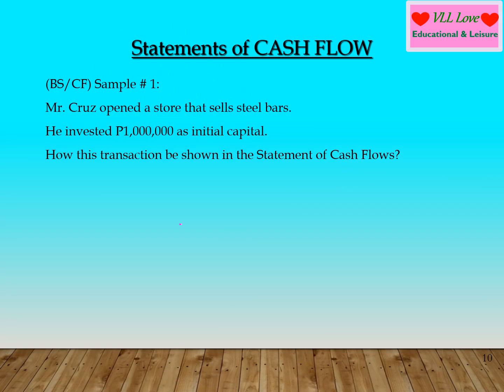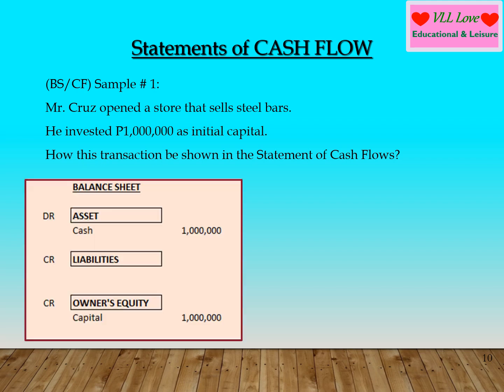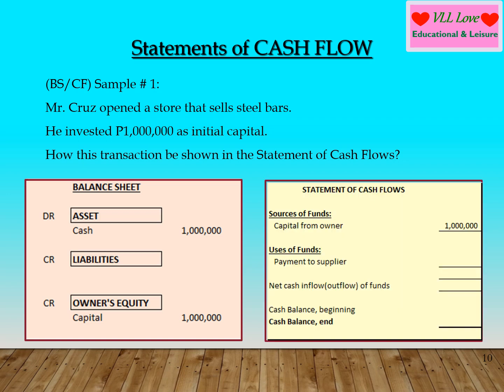Using the sample in our previous blogs on balance sheet, Mr. Cruz opened the store that sells steel bars. He invested 1 million as initial capital. How will this transaction be shown in the statement of cash flows? So in the balance sheet, it is under asset, cash account of 1 million and owner's equity as capital 1 million. So in the statement of cash flows, it is under the sources of fund, which is capital from the owner of 1 million pesos.